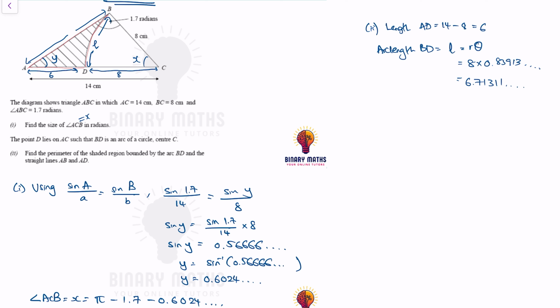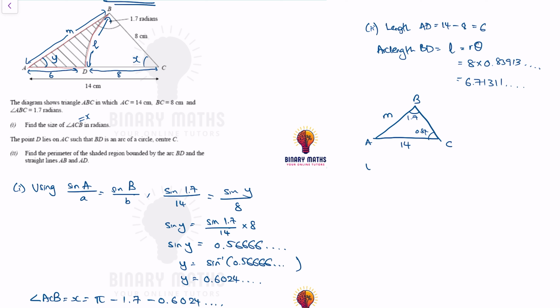Let's call this M. So if I redraw my triangle, this is B, this is A, this is C. I know this is 1.7, I know this is 14, and I'm trying to work out this, which is M. And I know this is 0.84.